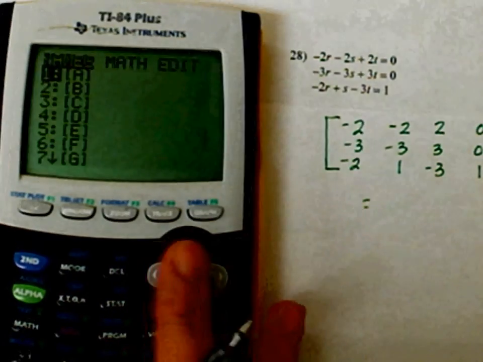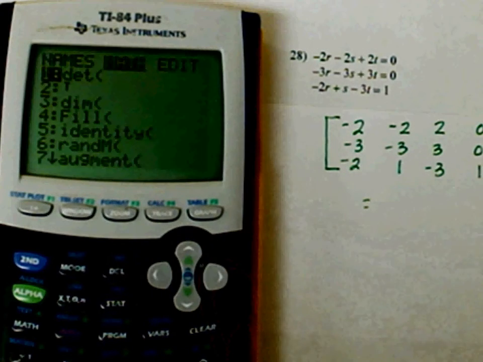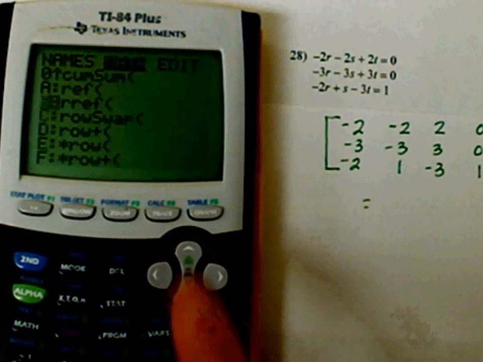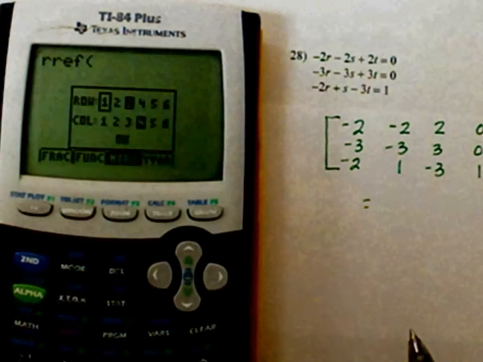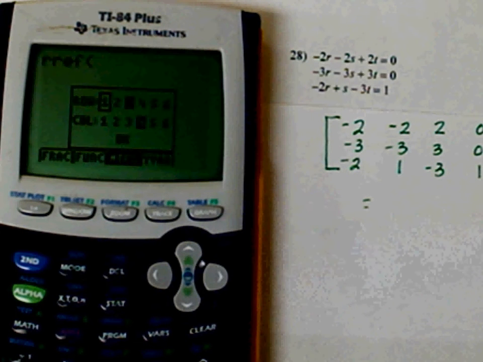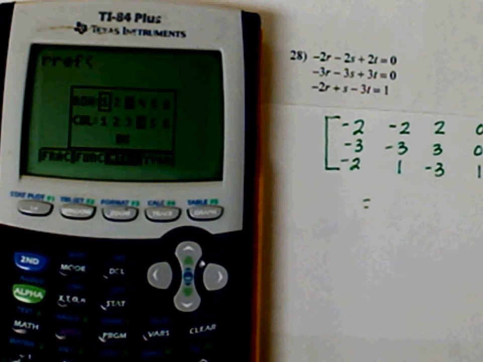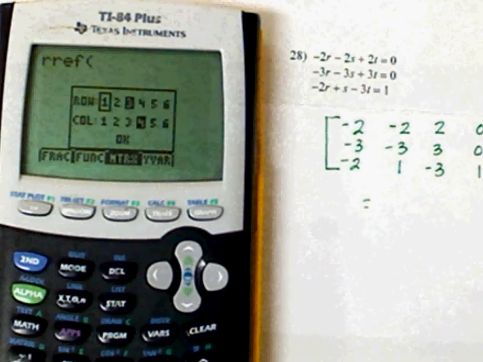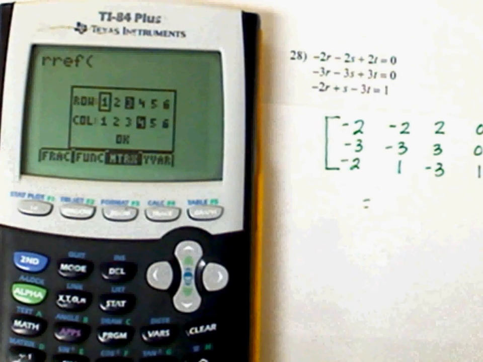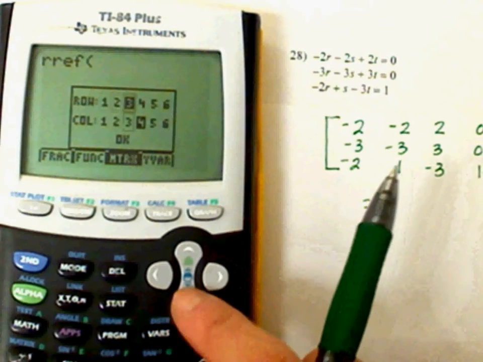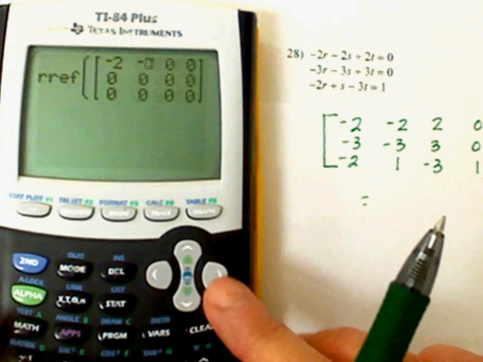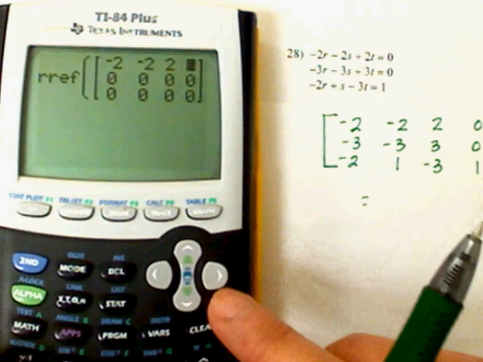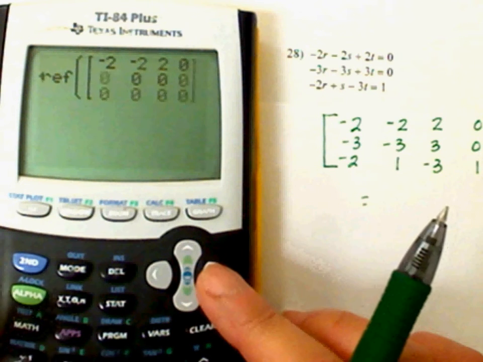Right click to math. Go to RREF. Alpha zoom. Okay. You guys see alpha zoom? Let me see if I can make this a little brighter. It's a little dark. Yeah, there we go. That's so much better. Okay. It is a 3 by 4, so all that's taken care of, and push enter. -2 right click, -2 right click, 2 right click, 0. Keep going. -3, -3, 3, 0.